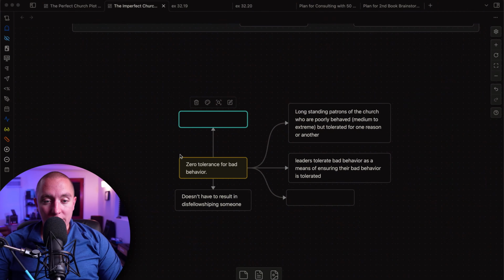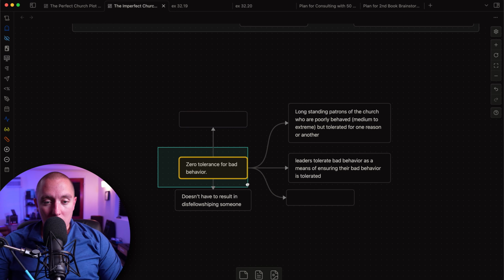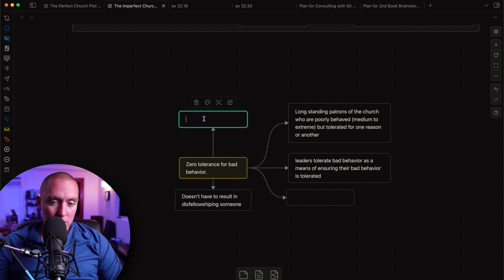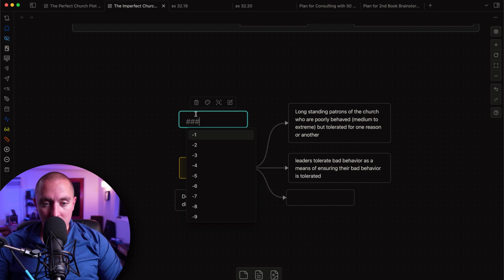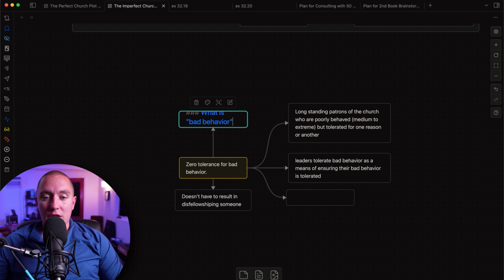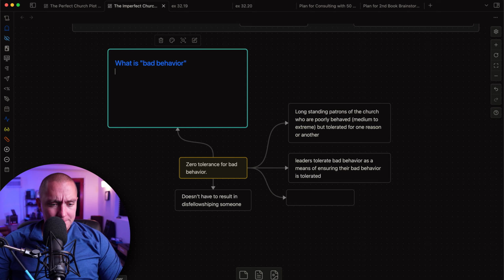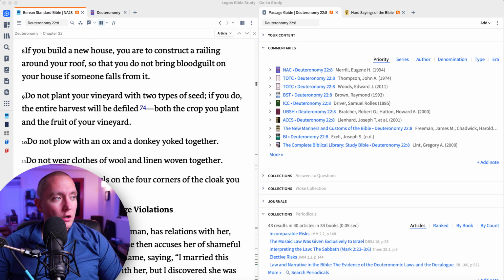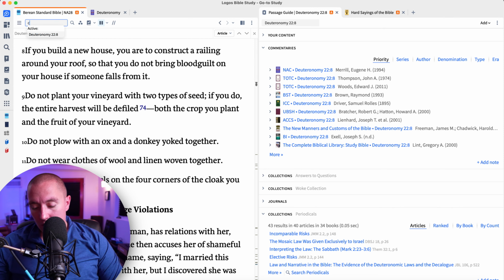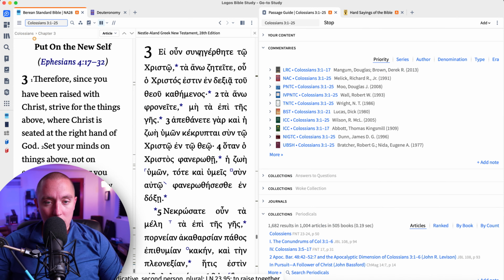So we're plotting out this idea of zero tolerance for bad behavior right here. Well, I think maybe the difficulty I'm having in this brainstorming is I need to answer the question, what is bad behavior? Quote unquote, bad behavior. So in this context, obviously, it has to do with church things. Let me expand this. I'm thinking, I mean, there's all sorts of passages that talk about this, but in specific, Colossians 3 talks about this.